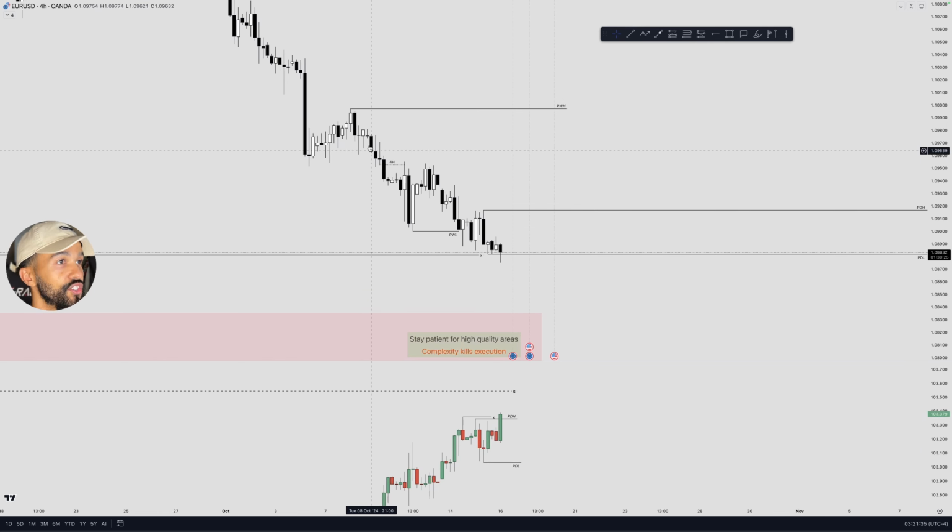Again, the structure hasn't changed since yesterday. We've still got our lower highs, lower lows, lower highs, lower lows, or just lower high all the way down here to lower low.